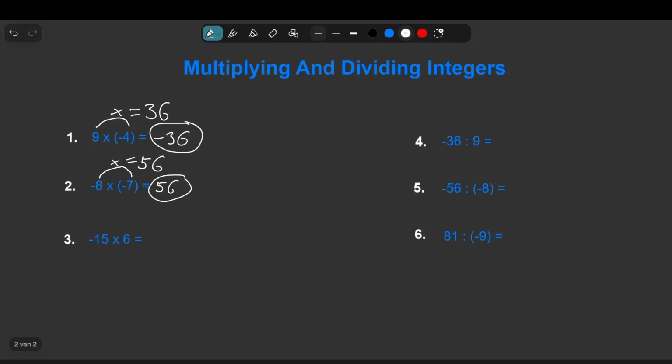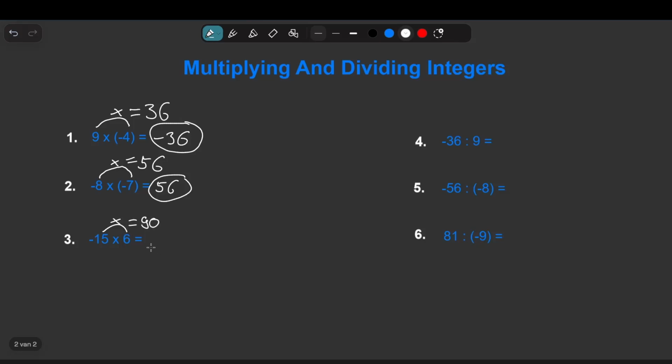For the third problem, we have negative 15 times 6. Negative and positive are different signs, but let's just throw these away for now. Let's first start with multiplication. So 15 times 6. 15 times 6 is going to be 90.